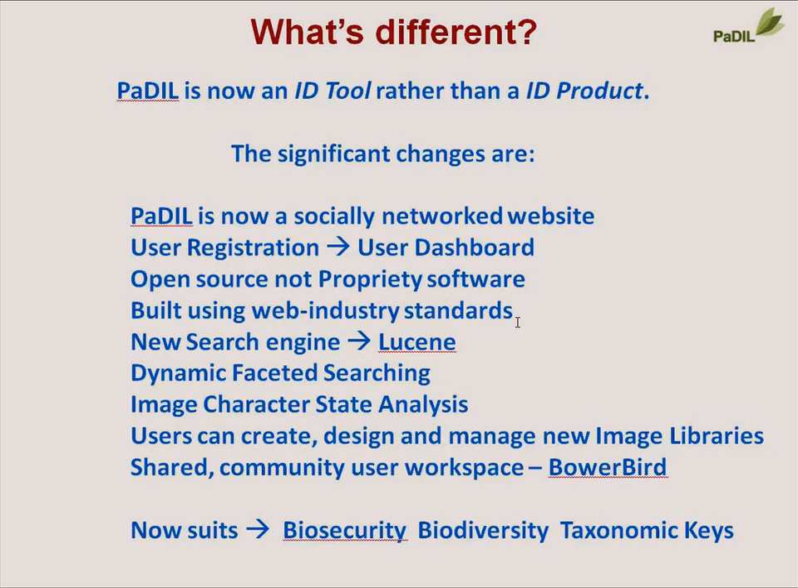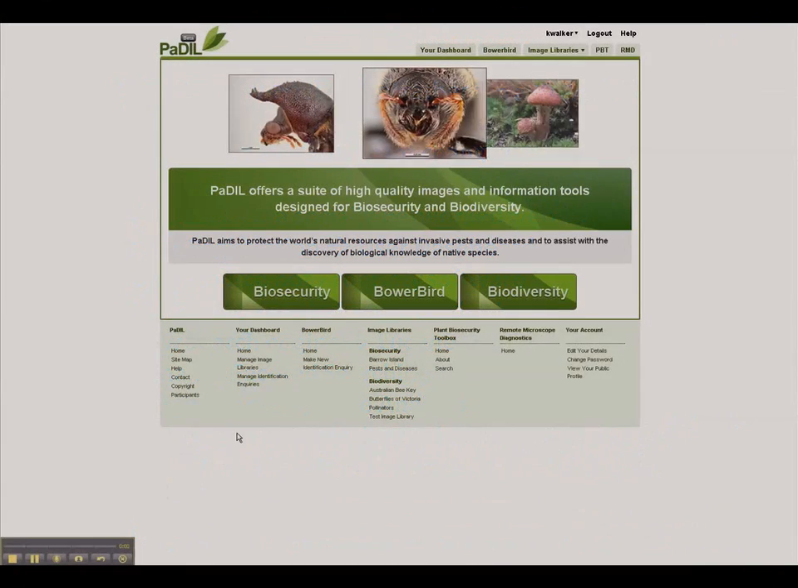It's built using web industry standards. We're using a new search engine called Lucene. It has dynamic faceted searching. There's image character state analysis. Importantly, users can create, design and manage their own new image libraries. We have a shared community users workspace called Bowerbird, and now PaDIL suits biosecurity and biodiversity.